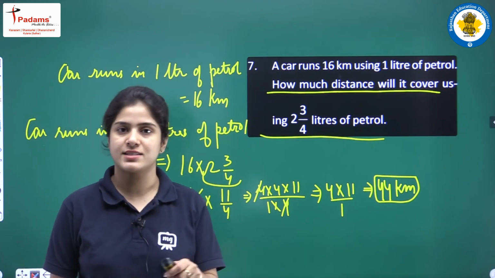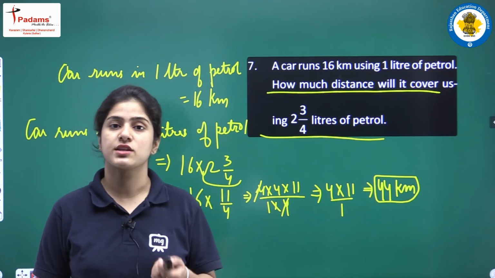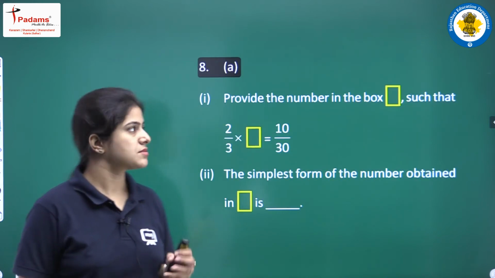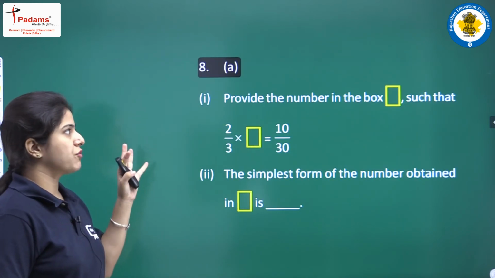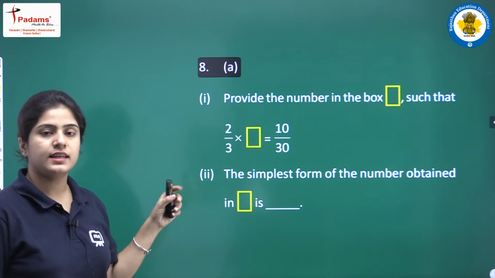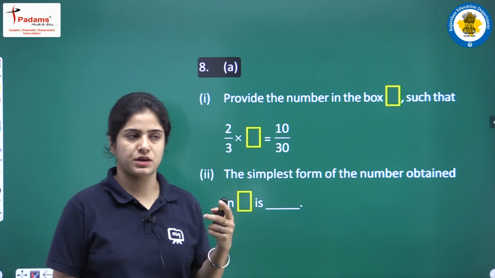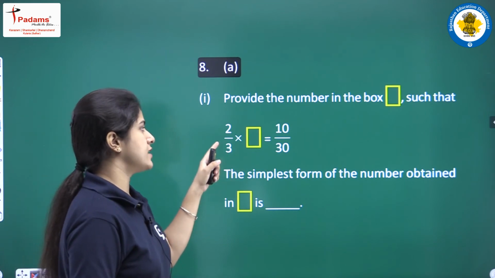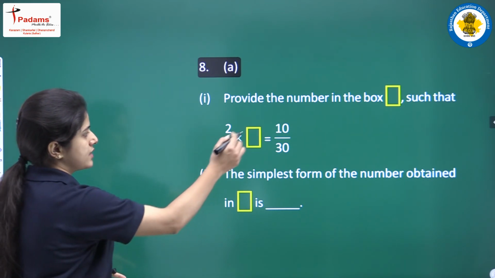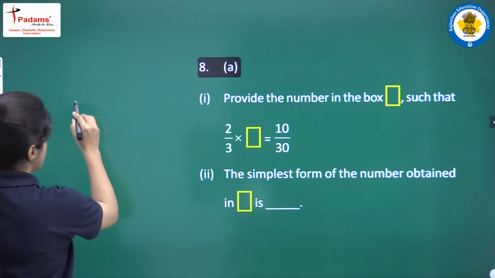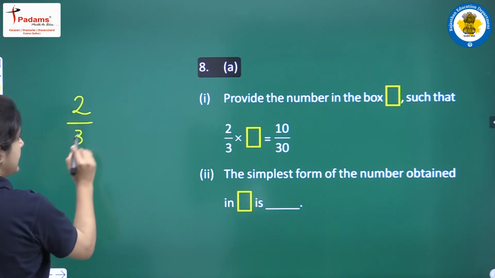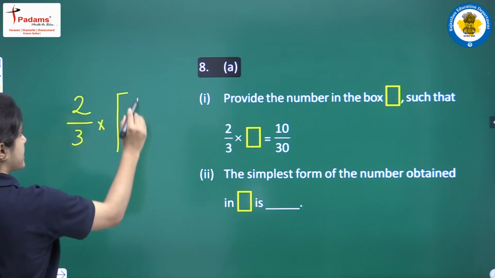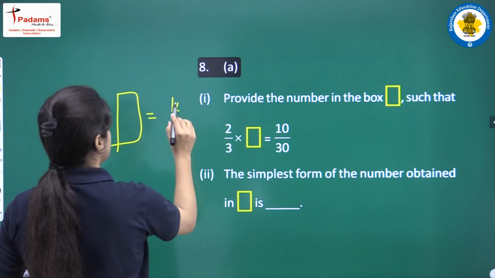Now, we will see the last question of your exercise, that is question number 8. What is it? The first part of it has 2 parts and the second part also has 2 parts. So, first question, provide the number in the box such that 2 upon 3 into what is equals to 10 upon 30. So, 2 upon 3 into what is equals to 10 upon 30.